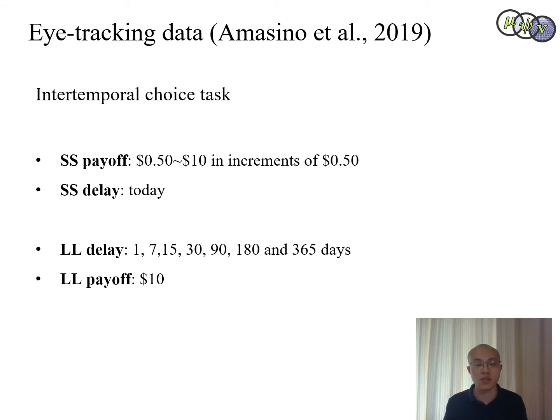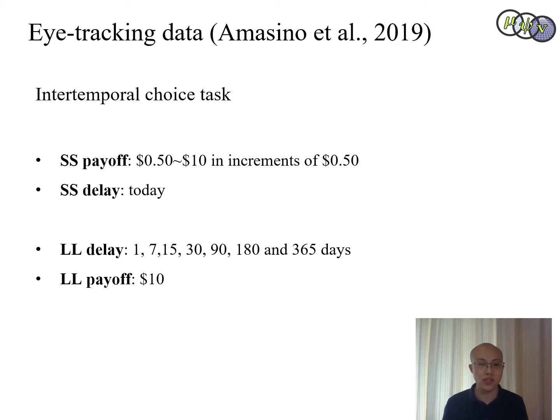The first eye tracking data is from the Amasino et al. 2019 paper, and they designed some standard intertemporal choice tasks. In their setup, they have two options: a smaller sooner option and a larger later option. In the smaller sooner option, the delay is always fixed, and the payoff has 20 levels ranging from $0.5 to $10. The larger later option has a fixed payoff at $10, and the larger delay has 7 levels ranging from 1 day to 365 days.